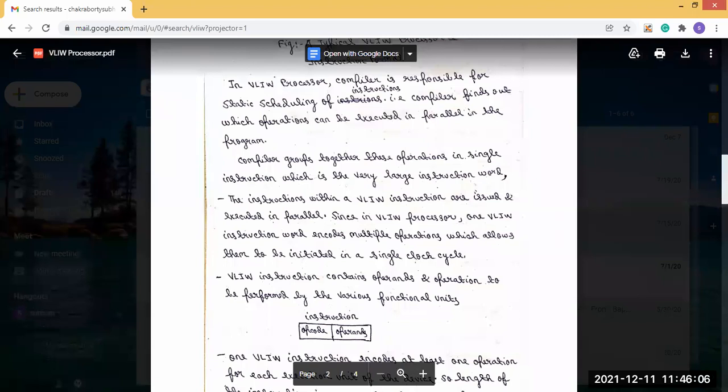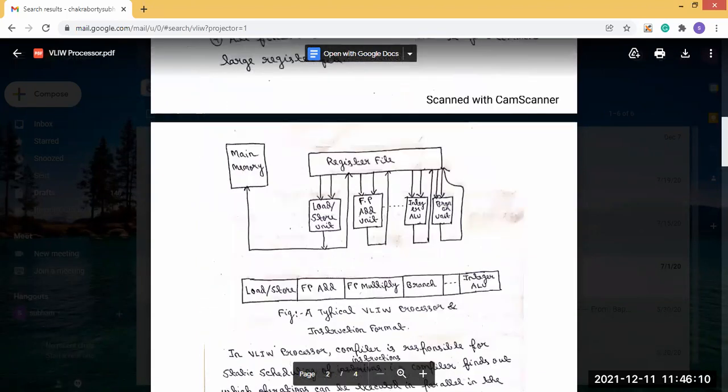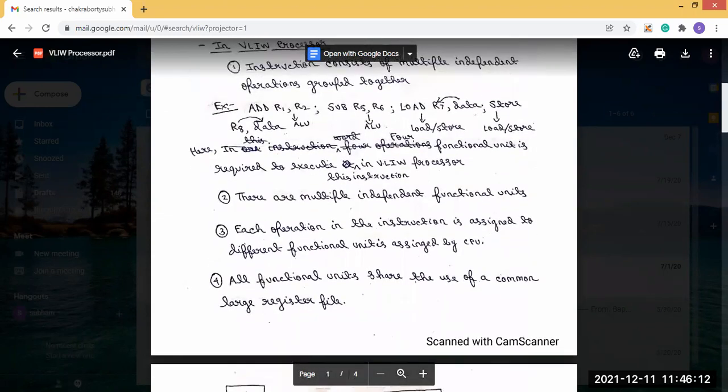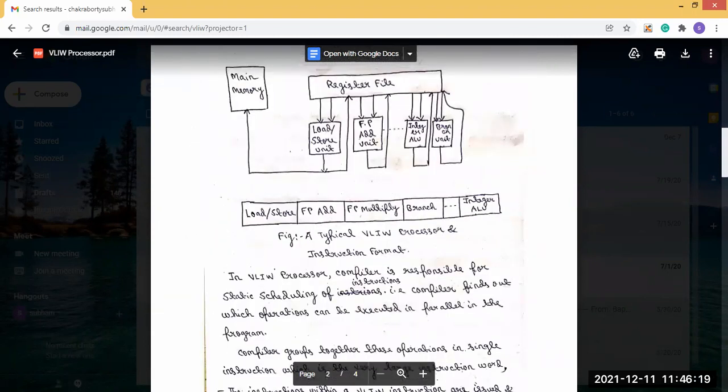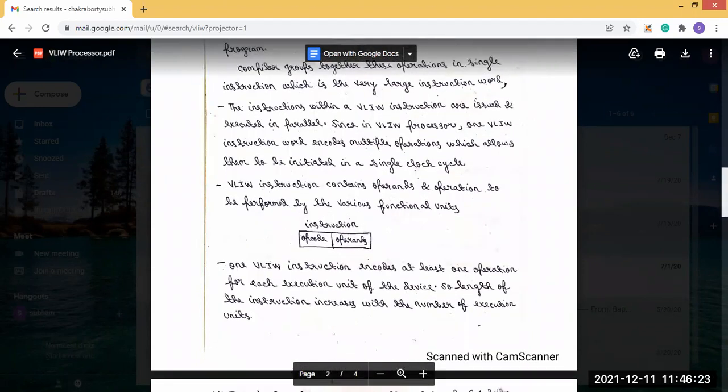Then for the load and store instructions, we require another resource, the load-store resource, which is related to the memory. So here we require different resources, which means these will be different functional units. We have different functional units present, and these various functional units contain operands and operation.